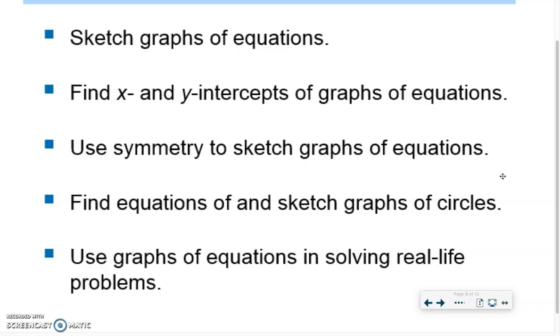But that is our first goal. We want to start talking about sketching the graphs of equations. I want to be able to find x and y intercepts. We want to use symmetry to sketch the graphs. And we want to find equations of and sketch graphs of circles. Basically, circles not being polygons, they occasionally have a different set of rules, but we don't want to forget about those. And then finally, we want to use graphs of equations in solving real-life problems.